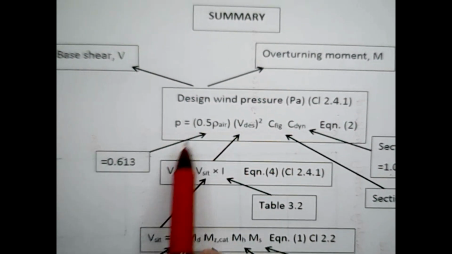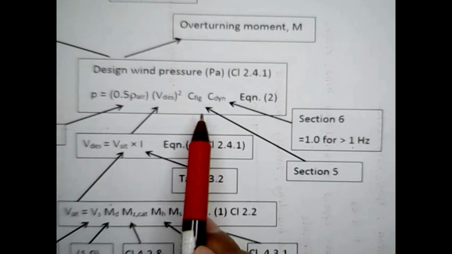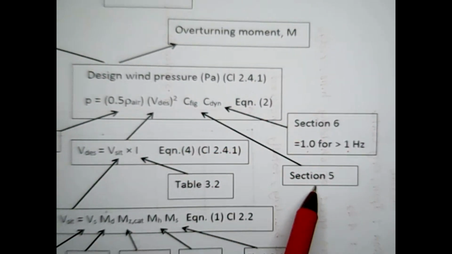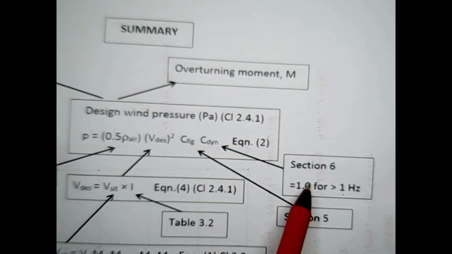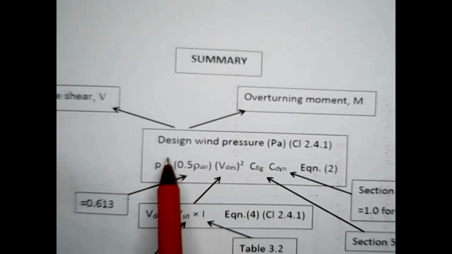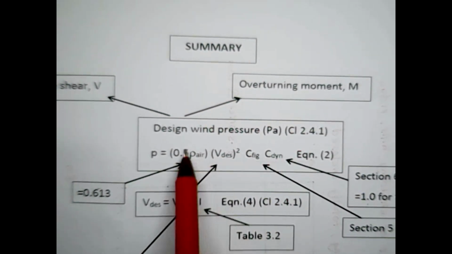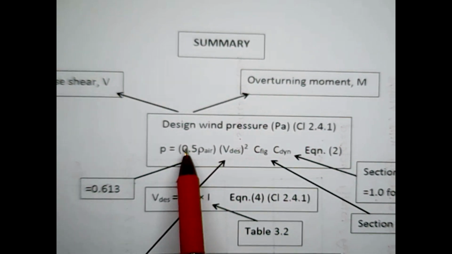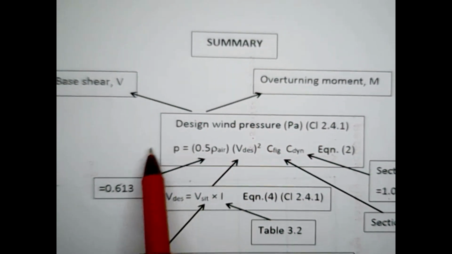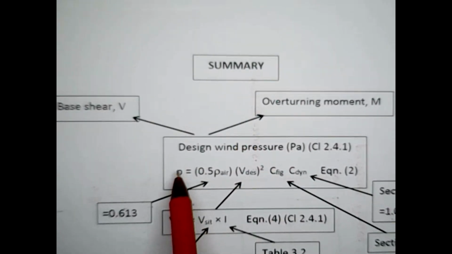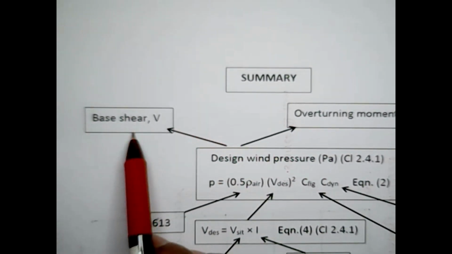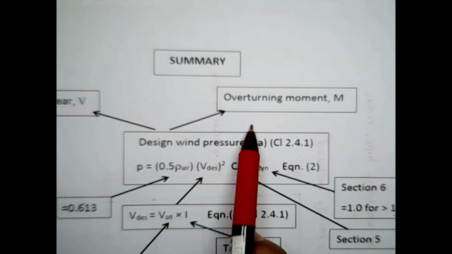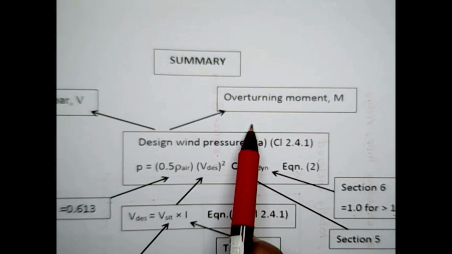This one is straightforward, 0.613. This one you can get from section 5. Here you can get from section 6. And finally, once you get all these parameters, you get the design wind pressure that you need to calculate. So once you get the design wind pressure, therefore you can find your base shear and overturning moment for the proposed structure.